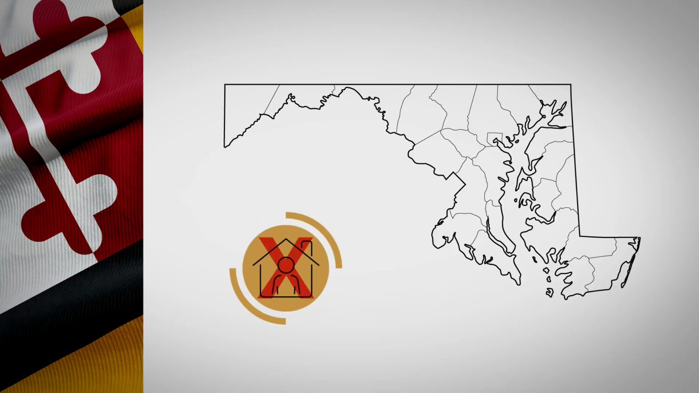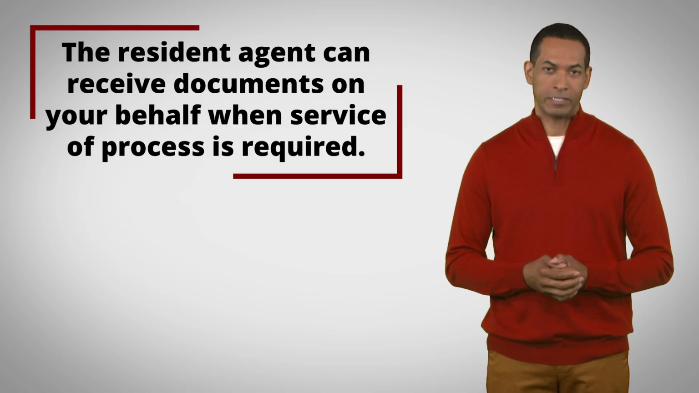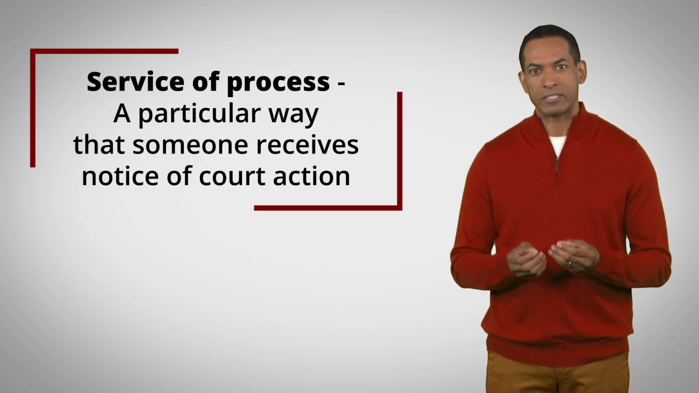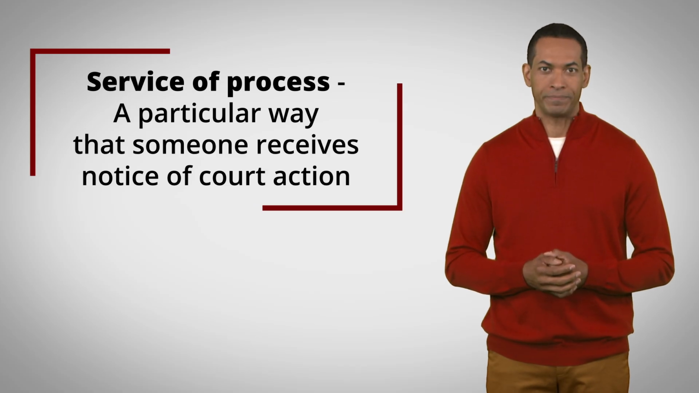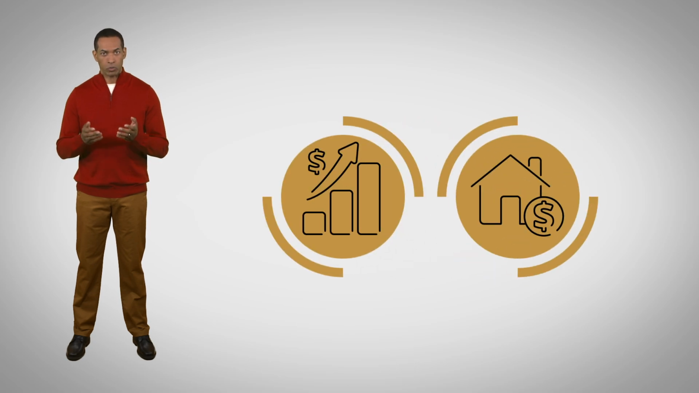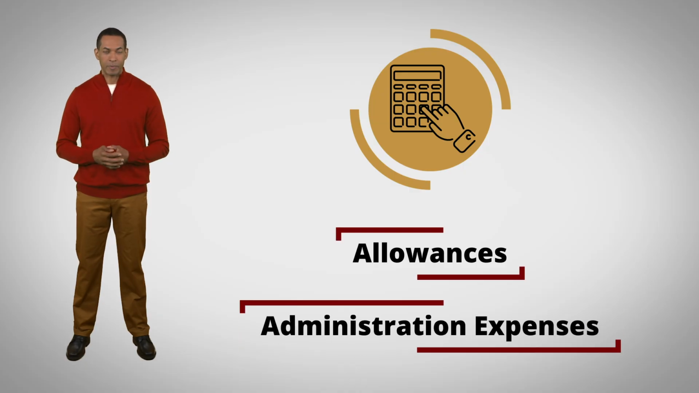If you are not a Maryland resident, you must identify a Maryland resident to serve as a resident agent. The resident agent can receive documents on your behalf when service of process is required. Service of process refers to a particular way that someone receives notice of court action. Use Form RW1106 to appoint a resident agent. Finally, if the value of the estate's assets total $10,000 or more, after subtracting allowances and administration expenses, then you may be required to include a bond.